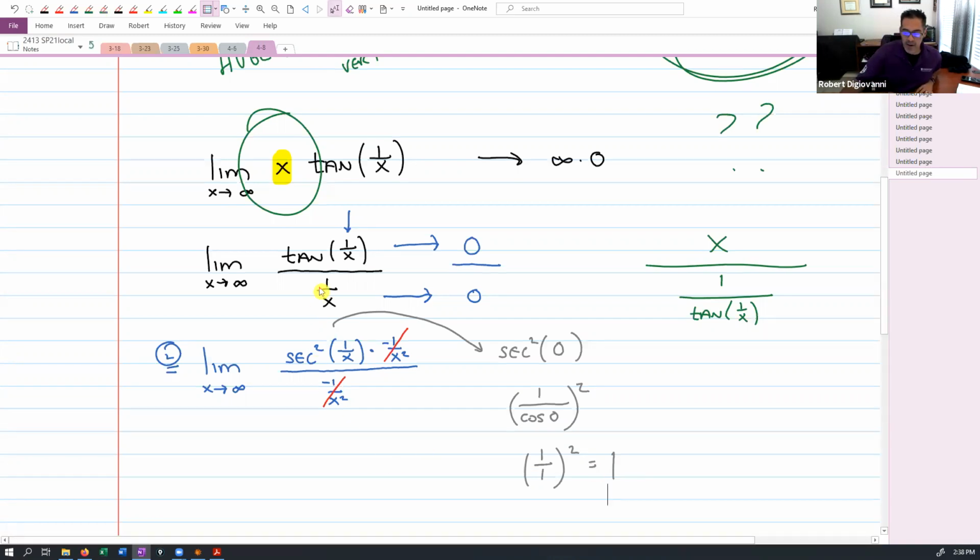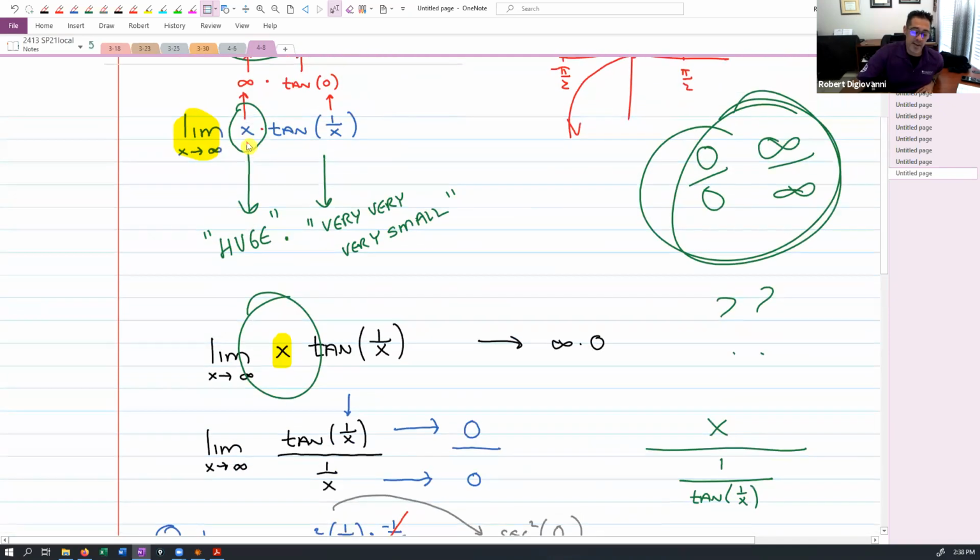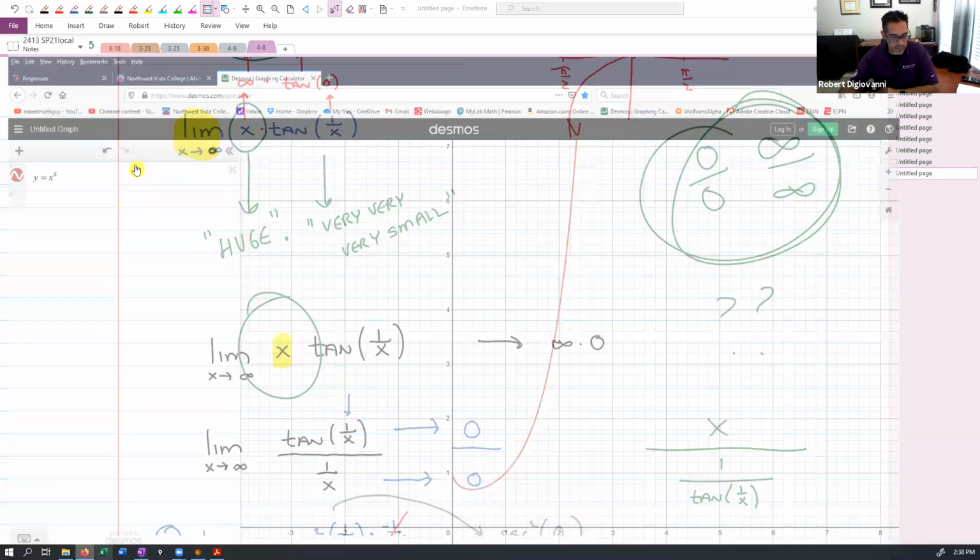So in the beginning, we had something that was getting huge and something that was getting really, really small, and they're like battling each other. And what happens is at the end of the day, they compromise and they get closer to 1. I'm going to show you the graph.